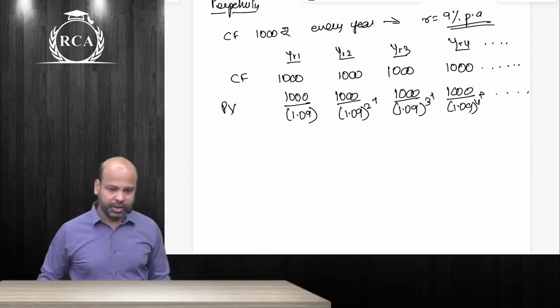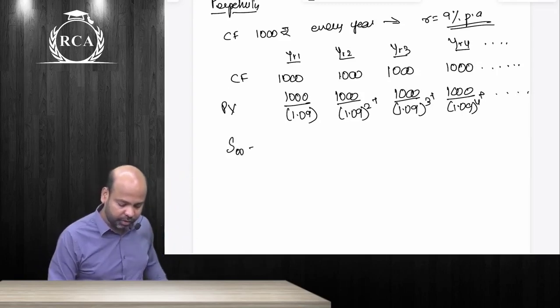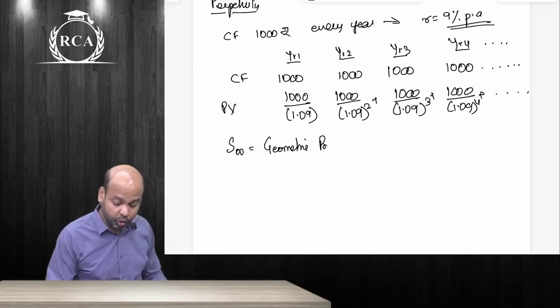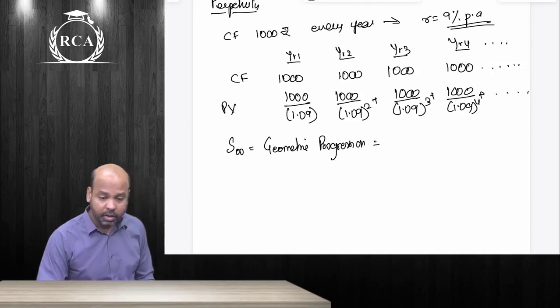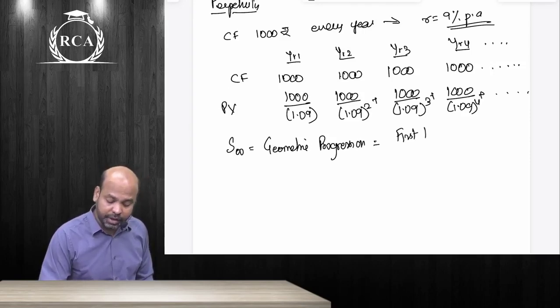To add all of these values as such guys, we use sum of infinite terms of a geometric progression. You do not have to remember geometric progression. You do not need knowledge of geometric progression. It is only for those who are interested. The formula beta sum of infinite terms under geometric progression is first term divided by 1 minus common ratio.